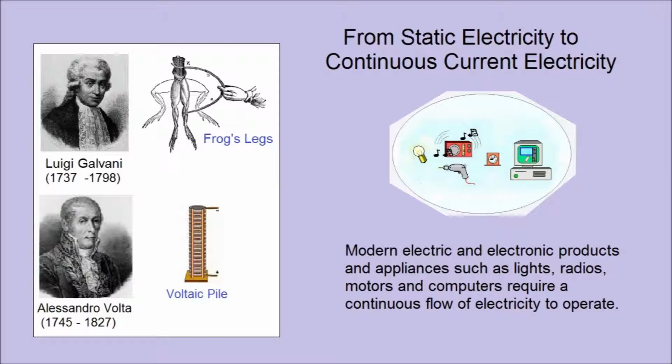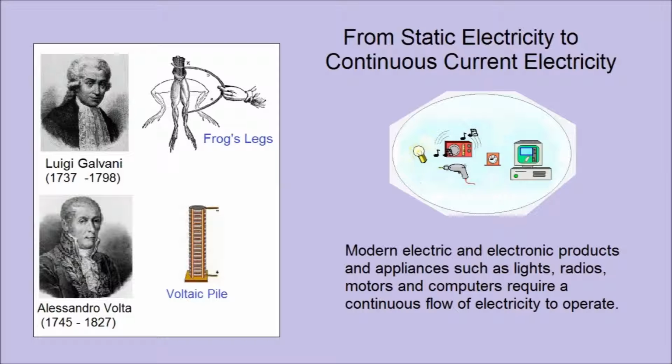He attributed this phenomenon to animal electricity, which he believed to be a vital force within all living tissue. Galvani was partly correct. Electricity does play a part in the functioning of living tissue, but in the case of the severed frog's legs, the source of electrical current was due to the dissimilar metals in conjunction with the moist tissue.